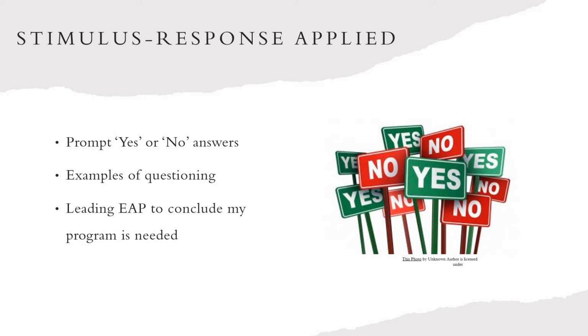So as you can see from this approach, I am asking the EAP questions to which I know the answers to. By doing this, I am leading them to the conclusion that I want them to reach, which is that their company needs to implement my alcohol dependency program.